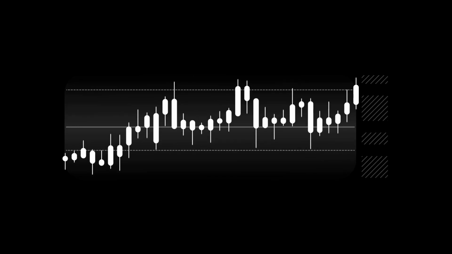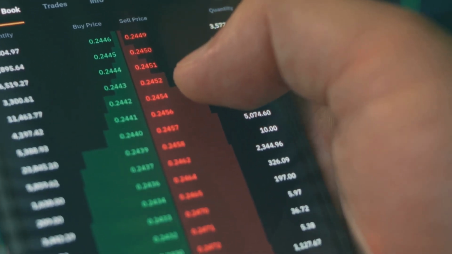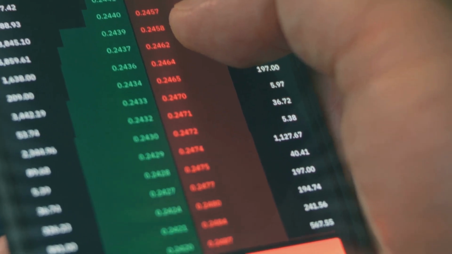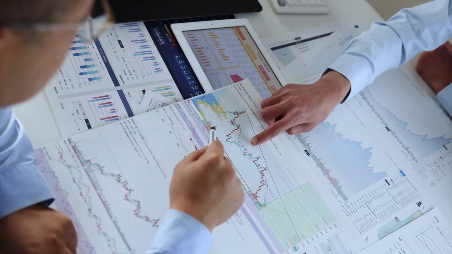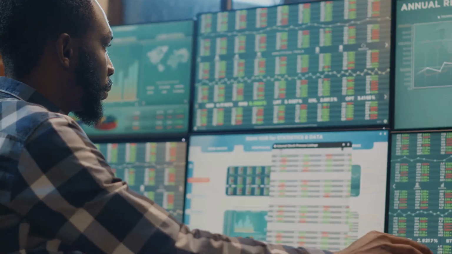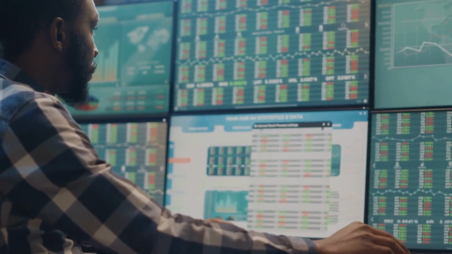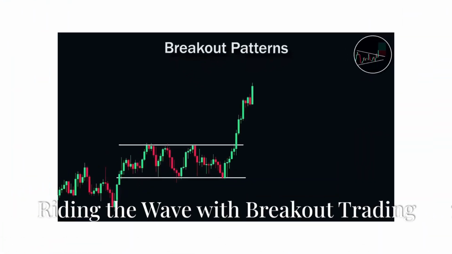For example, if a stock price rises from $10 to $20, then retraces to $15, a 50% retracement, traders might look for buying opportunities around that level. However, it's important to note that Fibonacci retracements are not foolproof. They should be used in conjunction with other technical indicators and analysis techniques to confirm potential trading signals.